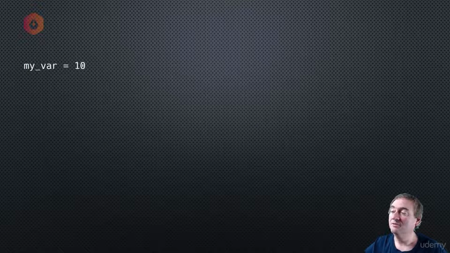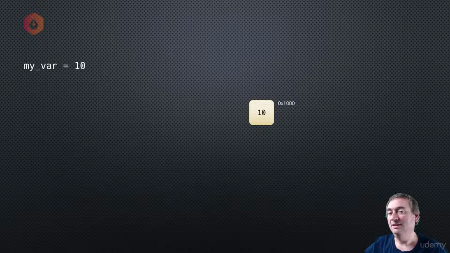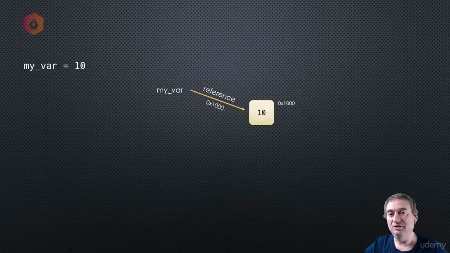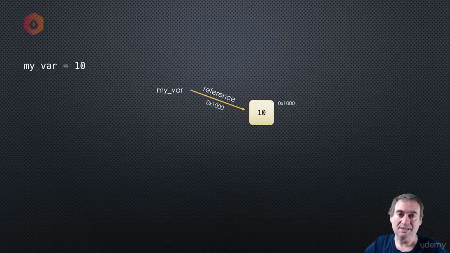So if we write this line of code, my_var = 10, remember what's actually happening is Python is creating an object of type integer with a value of 10 at some memory address, let's say 1000 in this case. And my_var is a pointer to that object. My_var is actually the reference, the memory address of that object. In this case, let's say 1000.